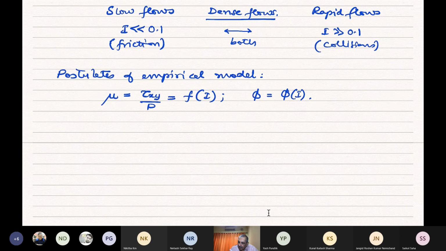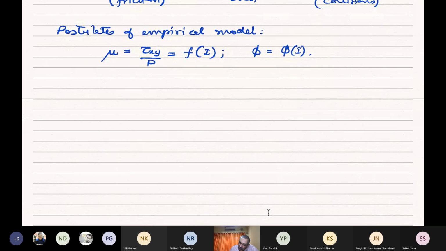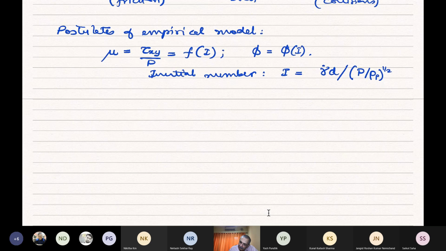That means that you have a ratio between the shear stress and the pressure, which depends only on the inertial number. And just to remind you, the inertial number, which we defined early in the course, and we have mentioned many times in between, this I is just equal to gamma dot, the shear rate, times the particle diameter divided by the pressure over particle density raised to the power of half. So this is the inertial number here.